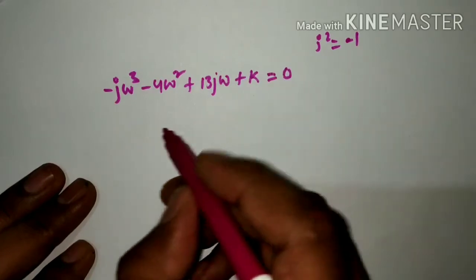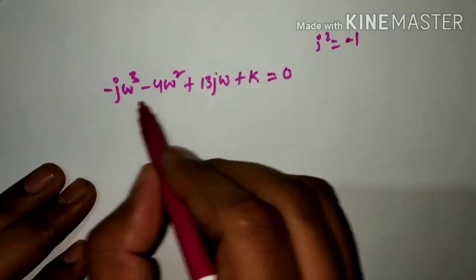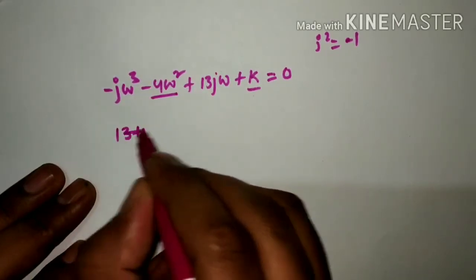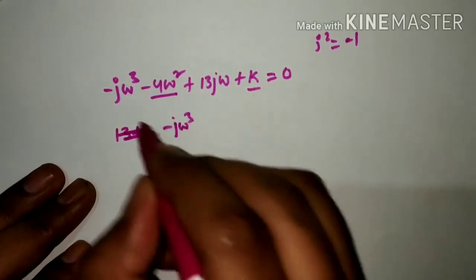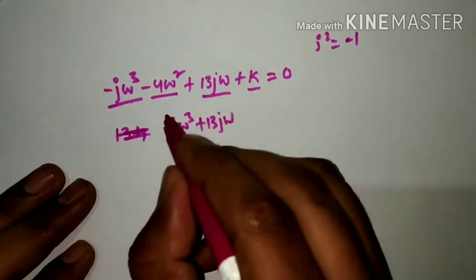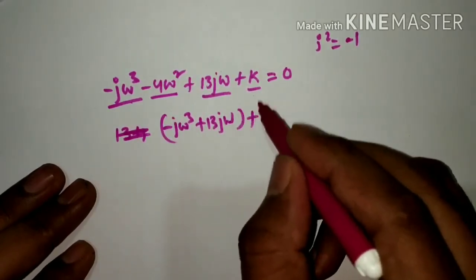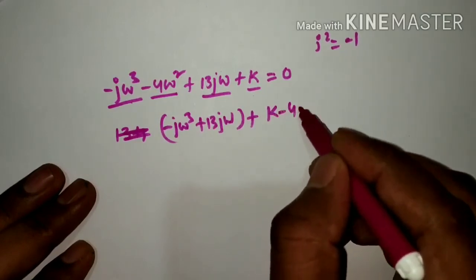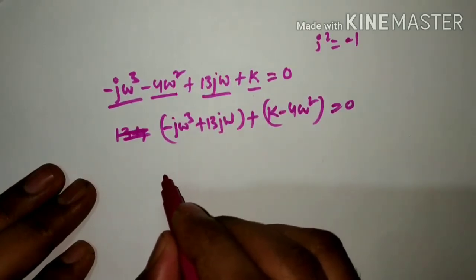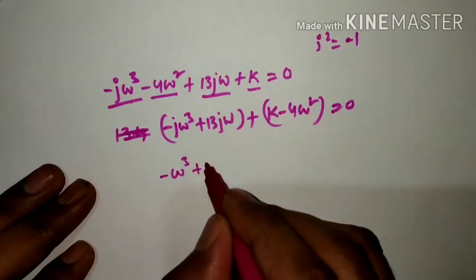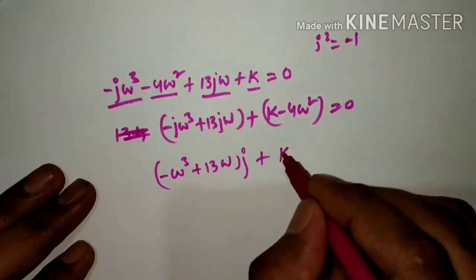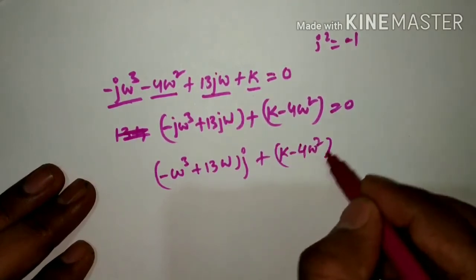Okay. So now the real part and imaginary part you have to separate. What is the real part? This is the real part, and this is the imaginary part. So minus j omega cube is imaginary, plus 13 j omega is also imaginary. Plus the real part: k minus 4 omega square is equal to 0. Now we write this as minus omega cube plus 13 omega, plus k minus 4 omega square is equal to 0.